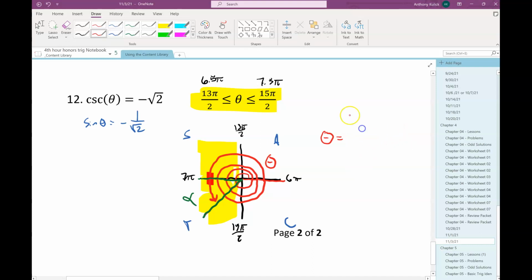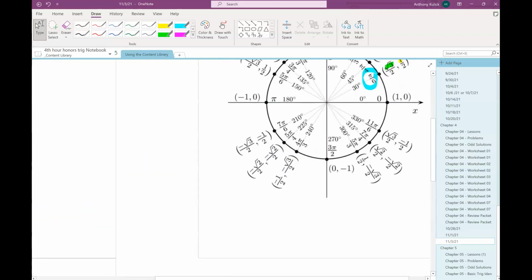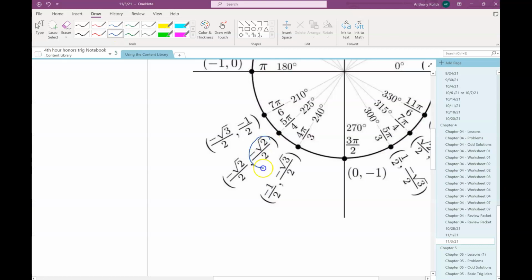Anyways, this is the same thing as negative root 2 over 2. I go to the unit circle, and I'm going to look in quadrant 3 where the y-coordinate is negative root 2 over 2. So let's go do that. Right here at 5 pi over 4.